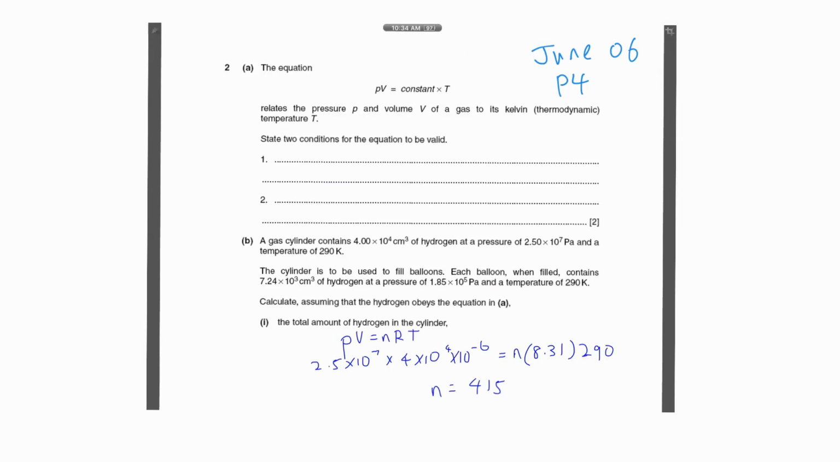Right, let's look at the question here. So you see this equation, PV equals a constant times T. That means your PV over T is a constant, right? So when will this equation be valid? When is PV over T a constant? For constant number of moles, okay? You can write down for constant number of moles.